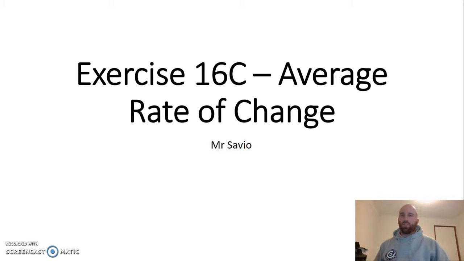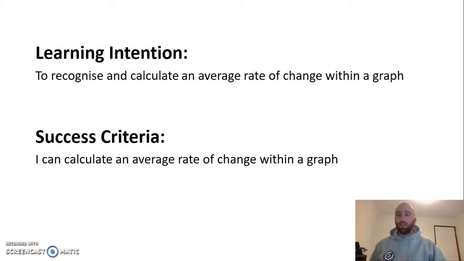Okay, we're dealing with 16C and average rate of change. So how do we recognize an average rate of change and, importantly, how do we calculate it? Our learning intention today is to recognize and calculate an average rate of change within a graph. And our success criteria is: I can calculate the average rate of change within a graph, and I know how to work that out.